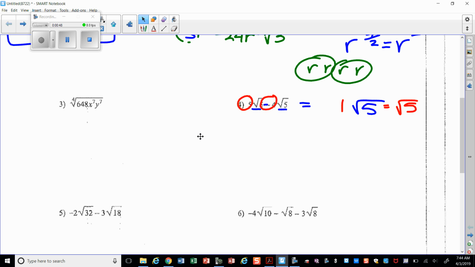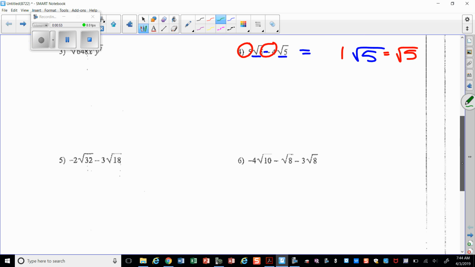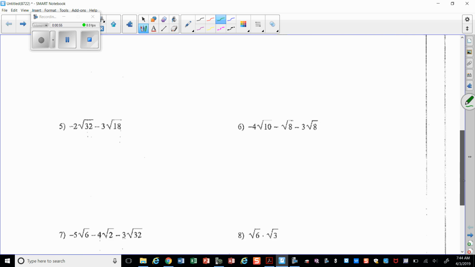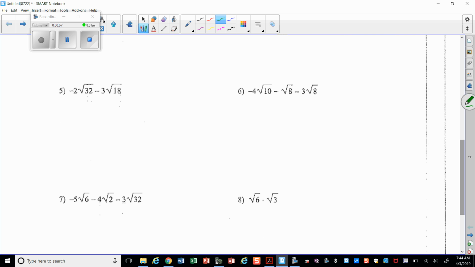Right? If you come down to number 5, I want to combine, I have to have the same exact radicals. And so these are different, right? I've got a 32 and an 18. So what you have to do is simplify it so that they'll be the same. All right, so we're going to practice what we just did. I'm going to simplify the square root of 32.